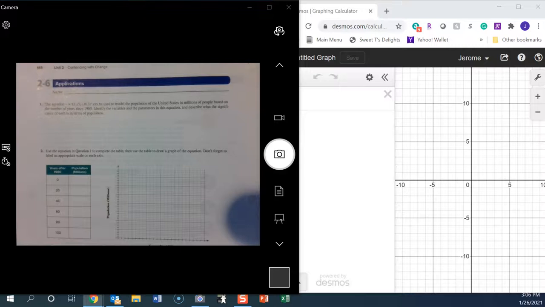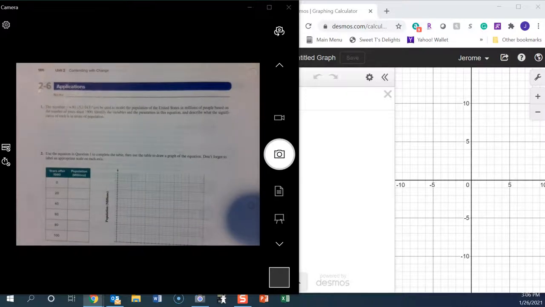Okay, class, we're about to start section 2.6. Now, in section 2.6, it's only 2 pages that we're going to do. It's on pages 188 and page 189. So let's take a look on page 188.